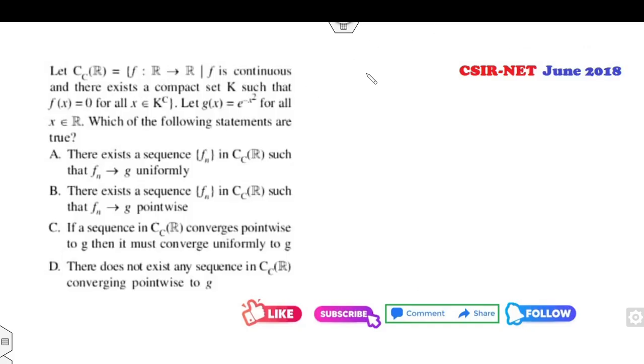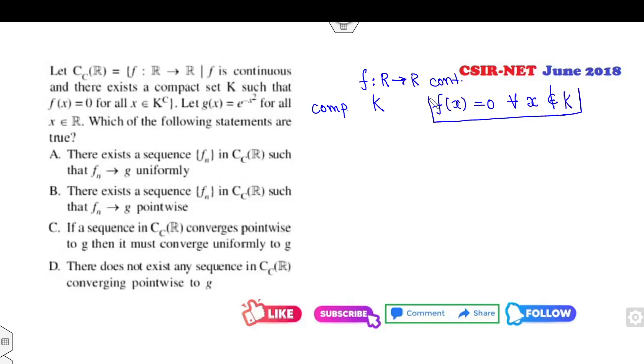Let C be the set of functions defined from R to R, which are continuous. There exists a compact set K such that f(x) is 0 for all those x which belong to the K complement. Fine. That means if this is my set K, outside this domain f(x) is 0, and inside this domain the function is any continuous function. Define g as e raised to power minus x square for all x in R. Which of the following statements are true?